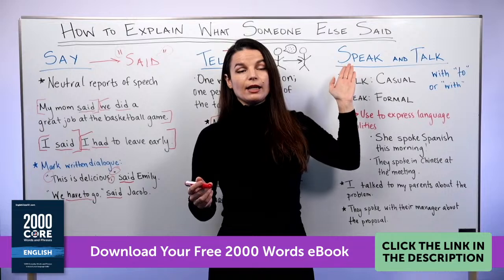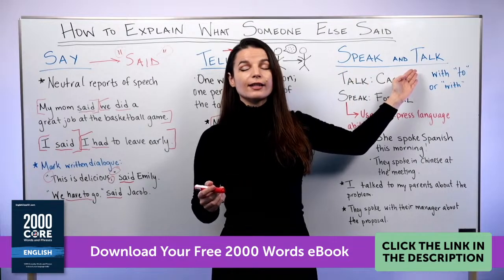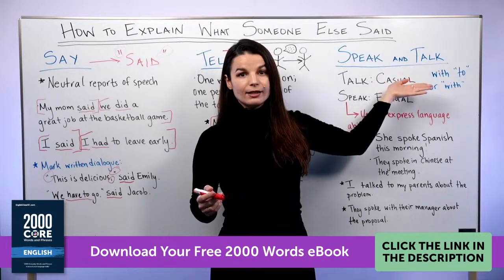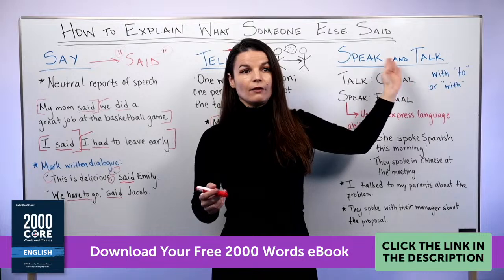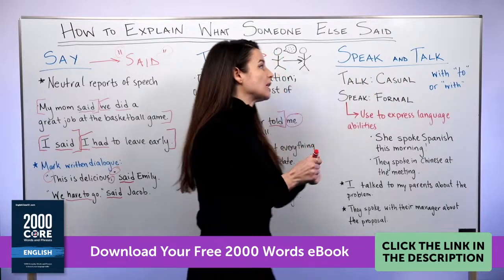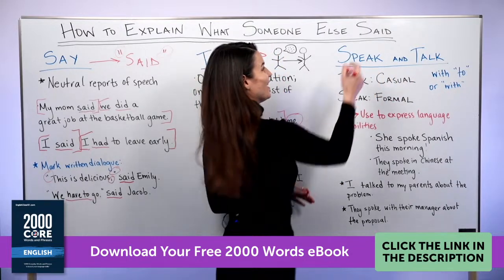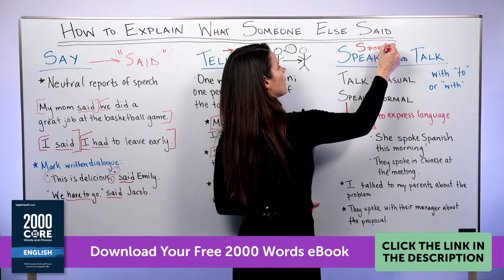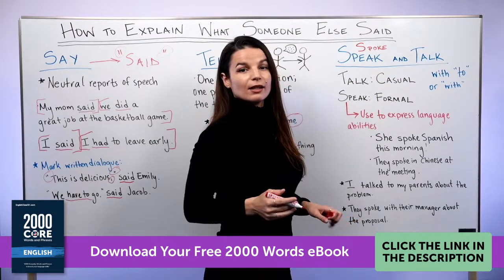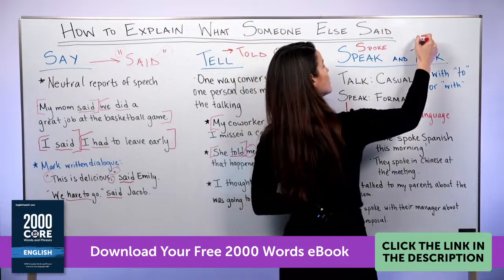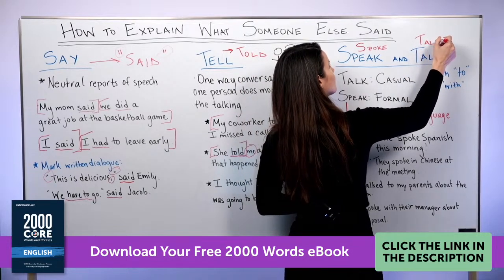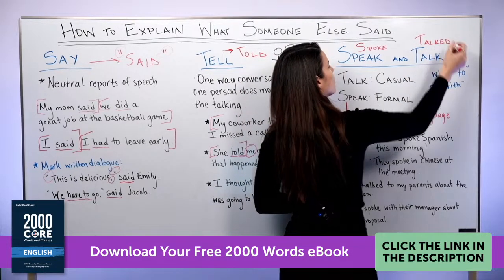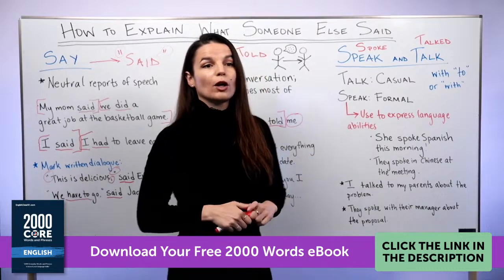First, speak and talk. First, let's talk about the past tense forms of these, right? What is the past tense of speak? It is spoke, right? So spoke here. And the past tense of talk is talked. Okay. So now that we have reviewed that, we are going to practice these.